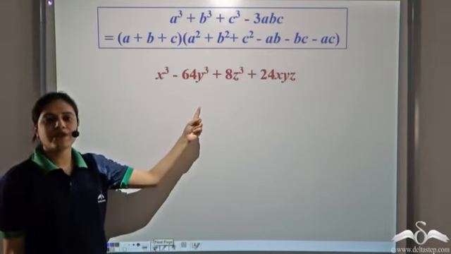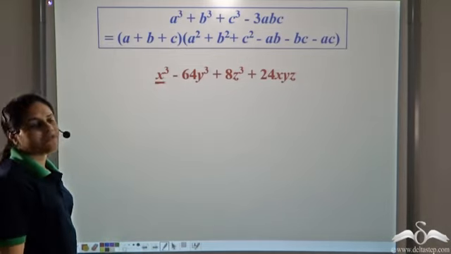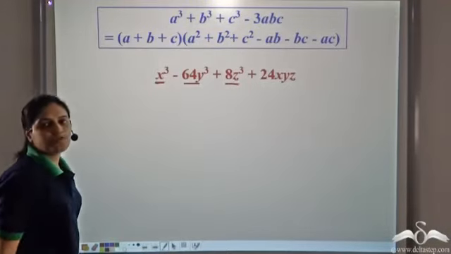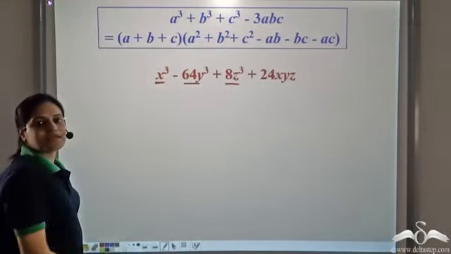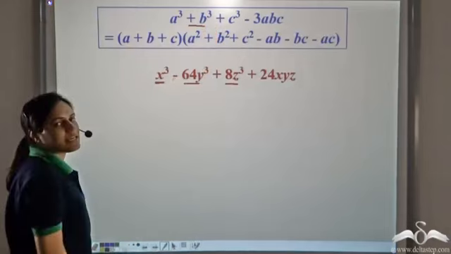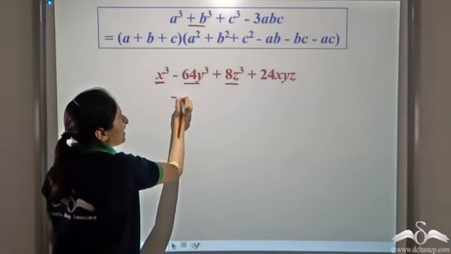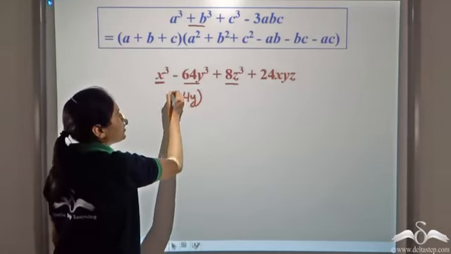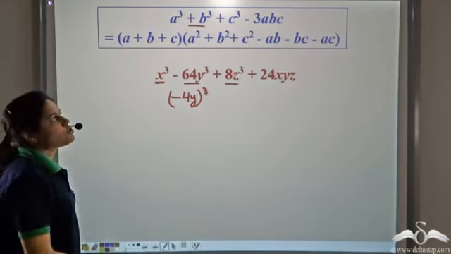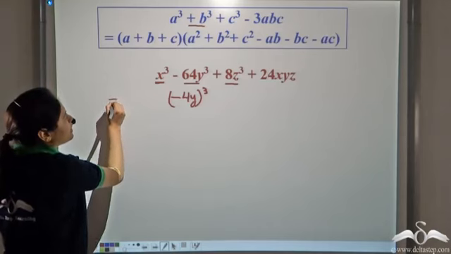Now factorize this expression. We see that this is the cube of x. This is 4y whole cube. And this is 2z whole cube. So can we compare it to this identity? Well, we see this has plus b cube, but we have a minus sign here. But also note that minus 4y whole cube gives us minus 64y cube. So we can consider b to be minus 4y. Let us see what we get.